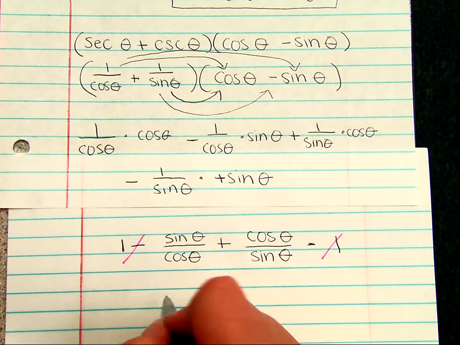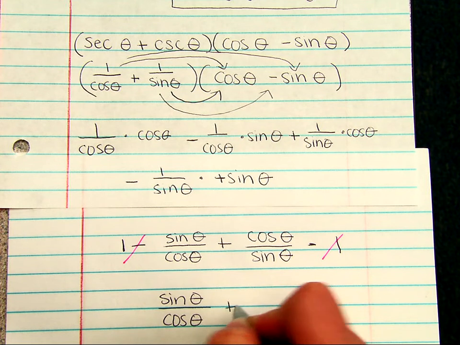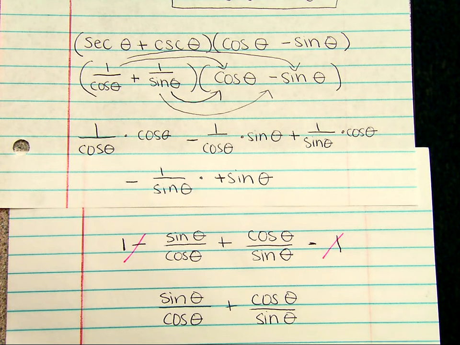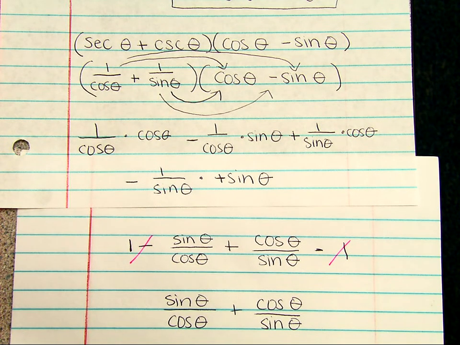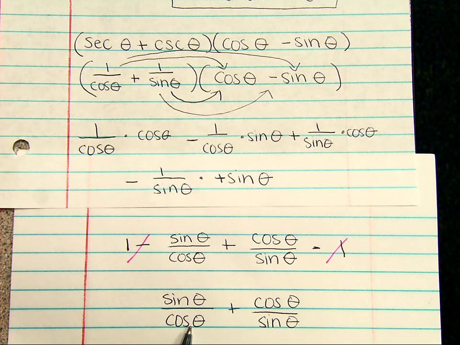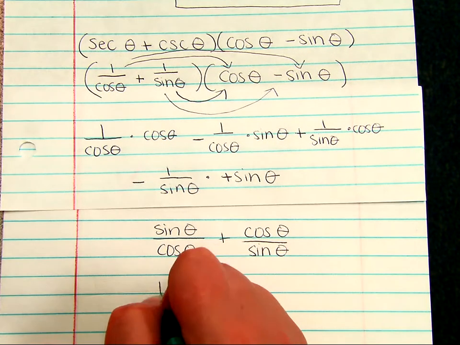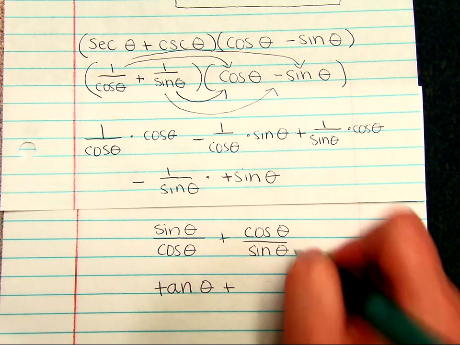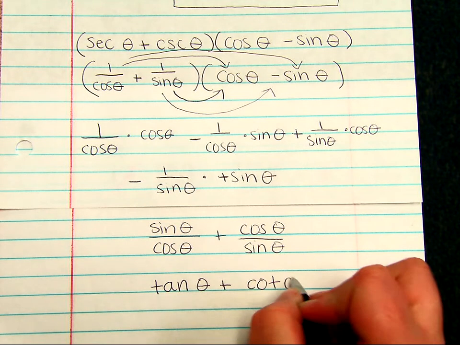So left I have sine theta over cosine theta plus cosine theta over sine theta. And this says to simplify so that I do not have any quotients in my answer. So sine theta over cosine theta, you should immediately be thinking from your fundamental identities that that is equivalent to tangent theta plus cosine theta over sine theta. Well, that is the reciprocal of the previous one, so that must be the reciprocal of tangent, which is cotangent.